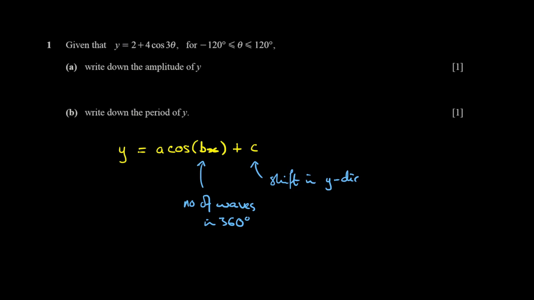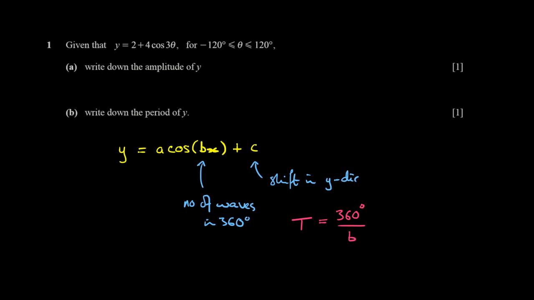Now, what do we mean by the period? The period is how long is one wave. So if we think about it, if b was 3, what it means is there are 3 waves in 360 degrees. So how big would one wave be? It would be 360 divided by 3, right? Because if you've got 3 waves in 360, then one wave must be 360 divided by 3. So the formula that's helpful for you to remember is that the period T is equal to 360 degrees divided by that number b, or 2 pi divided by b if you're using radians.